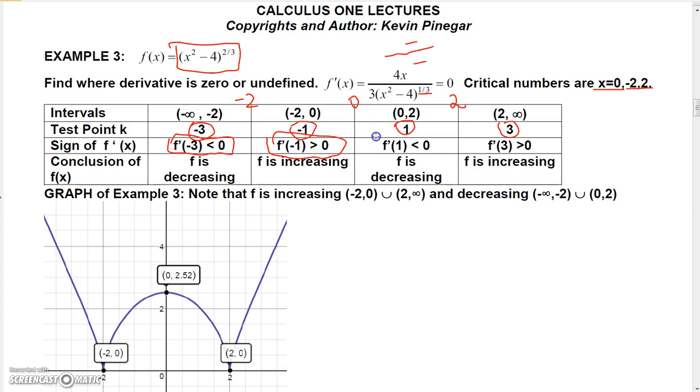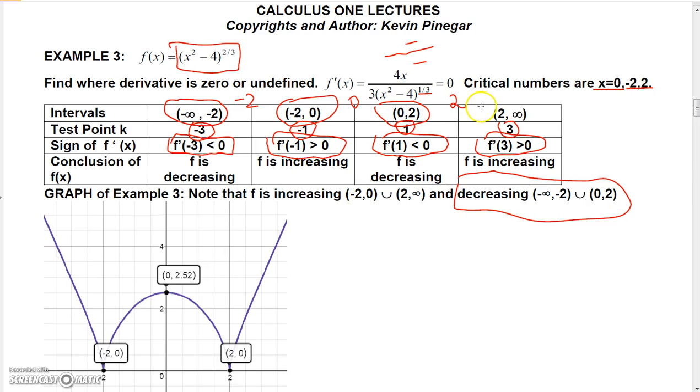Now I'll let you do the derivative at positive 1 and the derivative at positive 3. Just plug 1 in. You should find that it's negative at x equals 1. And if you plug 3 in, you should find that it's positive at x equals 3. So based on these results, we know the function is decreasing on negative infinity to negative 2 and on 0 to 2, and the function is increasing on negative 2 to 0 and 2 to infinity.